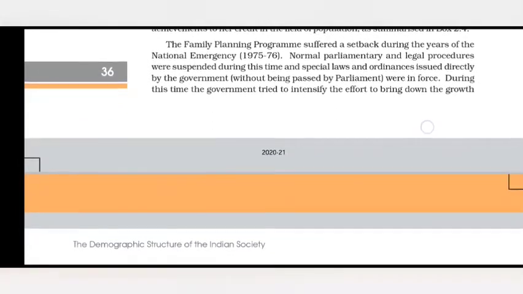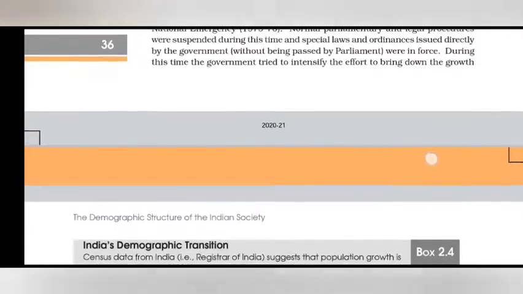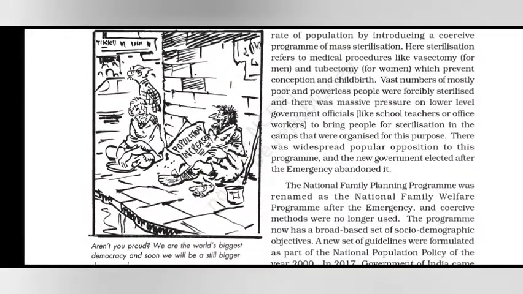The family planning program suffered a setback during the years of the national emergency. Normal parliamentary and legal procedures were suspended during this time, and special laws and ordinances issued directly by the government were in force. During this time, the government tried to intensify the effort to bring down the growth rate of population by introducing a coercive program of mass sterilization.